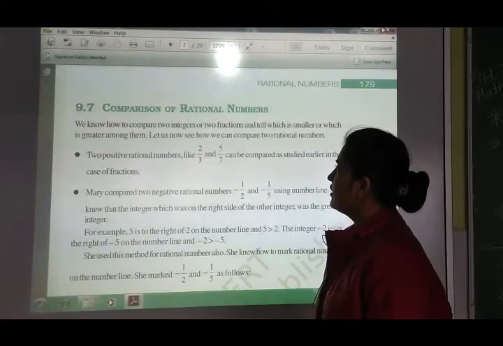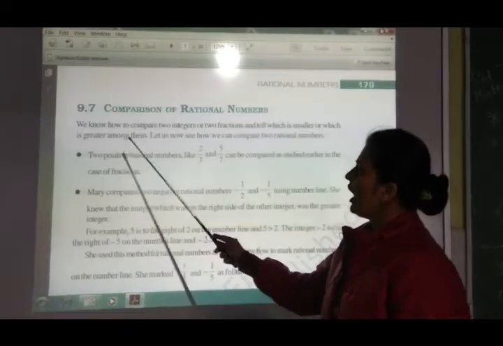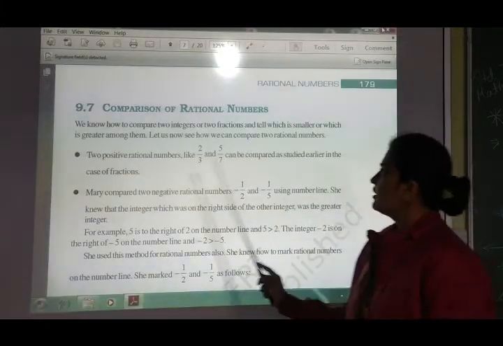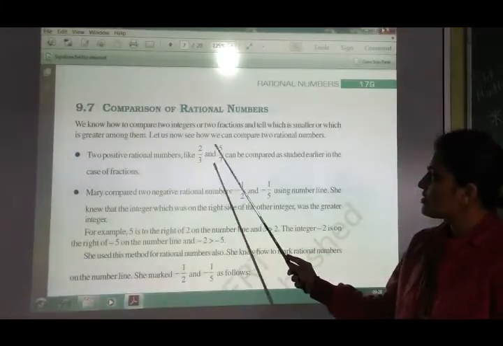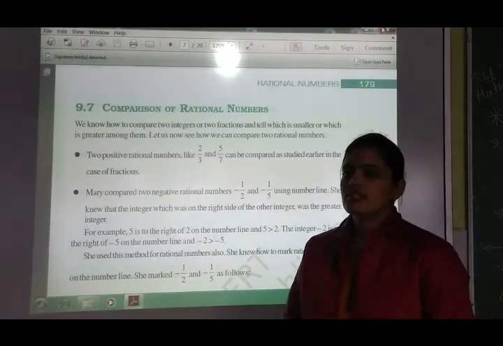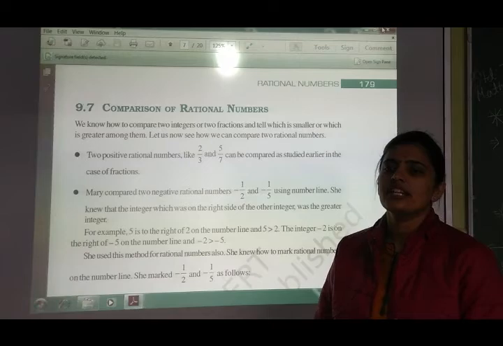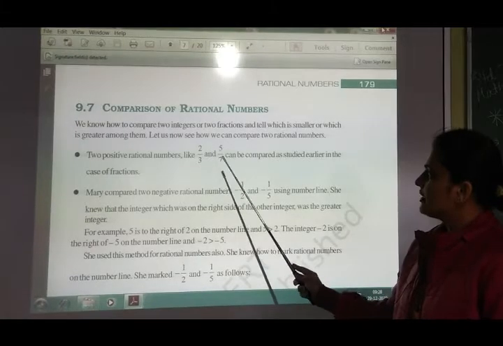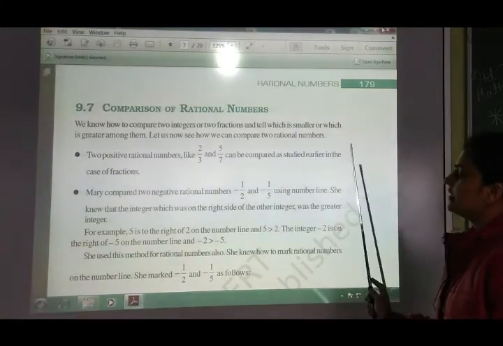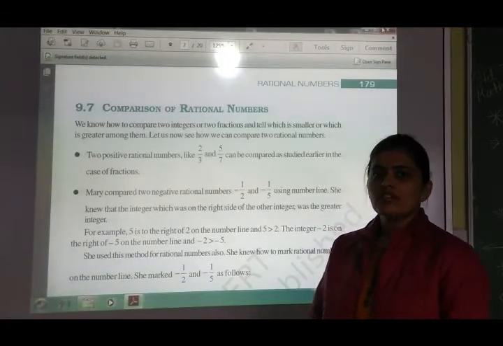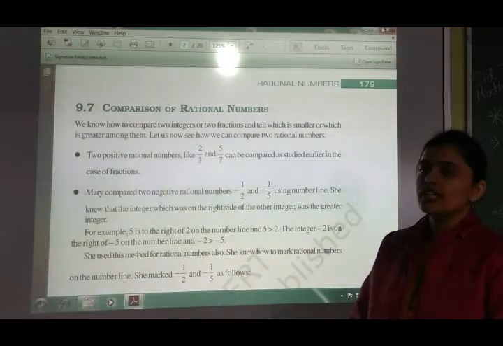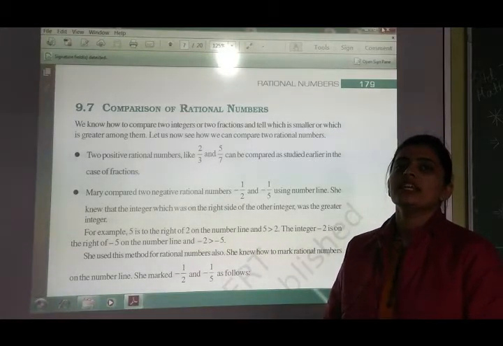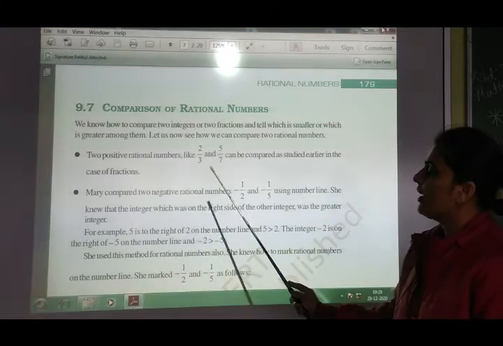Now, how to compare rational numbers? We know how to compare two integers or two fractions and see which is smaller or greater among them. Let us now see how we can compare two rational numbers. Two positive rational numbers like 2 by 3 and 5 by 7 can be compared as studied earlier in the case of fractions. For fractions, we were converting both of them into like fractions, and after that we were seeing whose numerator is greater, that will be greater. The same we have to apply over here.